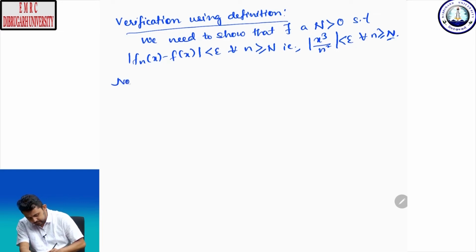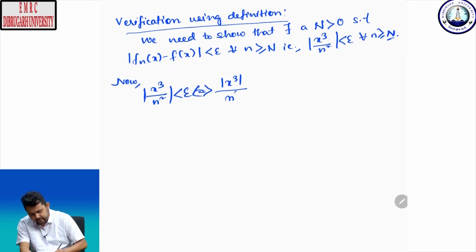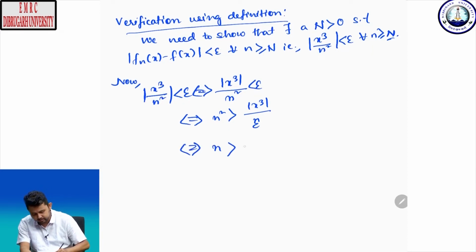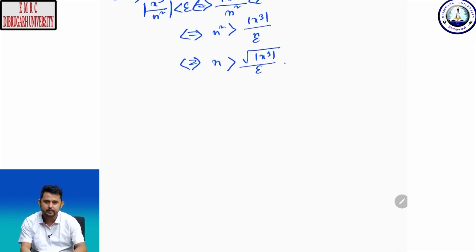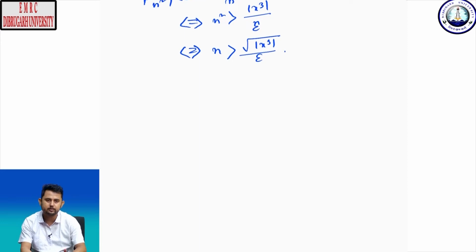Now, mod of x cube by n square is less than epsilon if and only if n square is greater than mod of x cube by epsilon, right, and which is true if and only if n is greater than root over mod of x cube by epsilon.